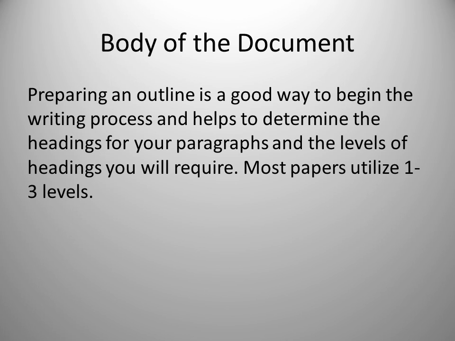When we get to the body of the document, I find it really helpful to create an outline. It's just a good way to set up the writing so you know what your headings are going to be, and you can also determine from there what levels you're going to need for headings. In APA style, there are up to 5 levels. Most papers utilize levels 1 through 3. Today we're just going to talk about levels 1 and 2. But there's information in that APA writing help on all 5 levels if you need them.